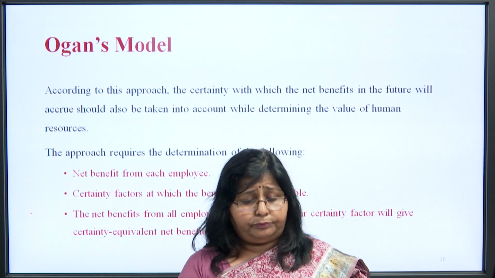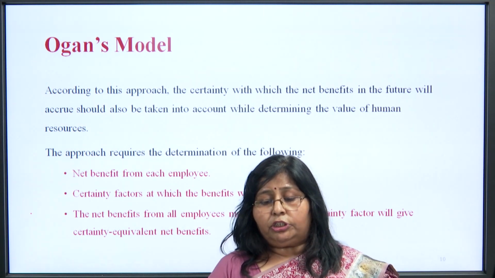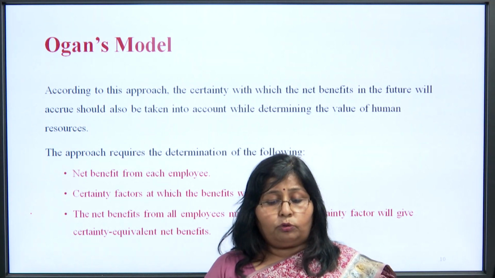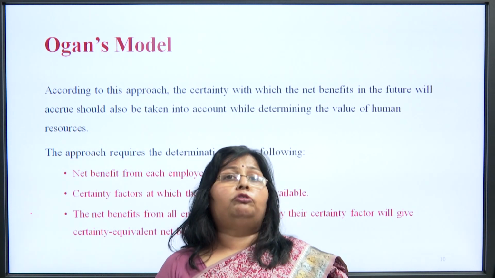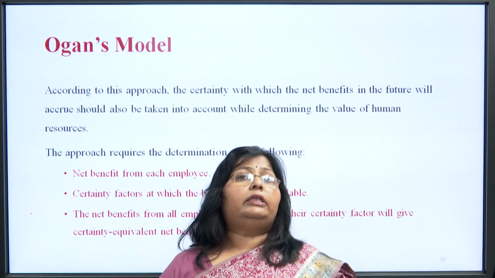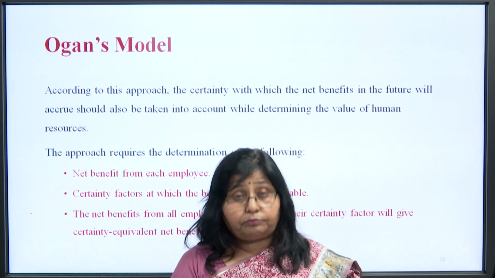Ogan's model. According to this approach, the certainty with which the net benefits in the future will accrue should also be taken into account while determining the value of human resources. So, this is the only difference between the Morse model and Ogan's model.